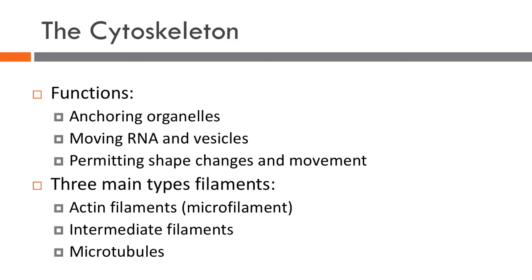The cytoskeleton of the cell has several different functions. The first one is it's going to help anchor everything in its place so things aren't just randomly bumping around. Parts of the skeleton are also important in moving vesicles and RNA from place to place. And in addition, the cytoskeleton helps to either hold a certain shape or allows the cell to change shape and move around. There are 3 types of filaments associated with the cytoskeleton: microfilaments, which are the smallest, intermediate filaments, which are the middle, and microtubules, which are the biggest ones.